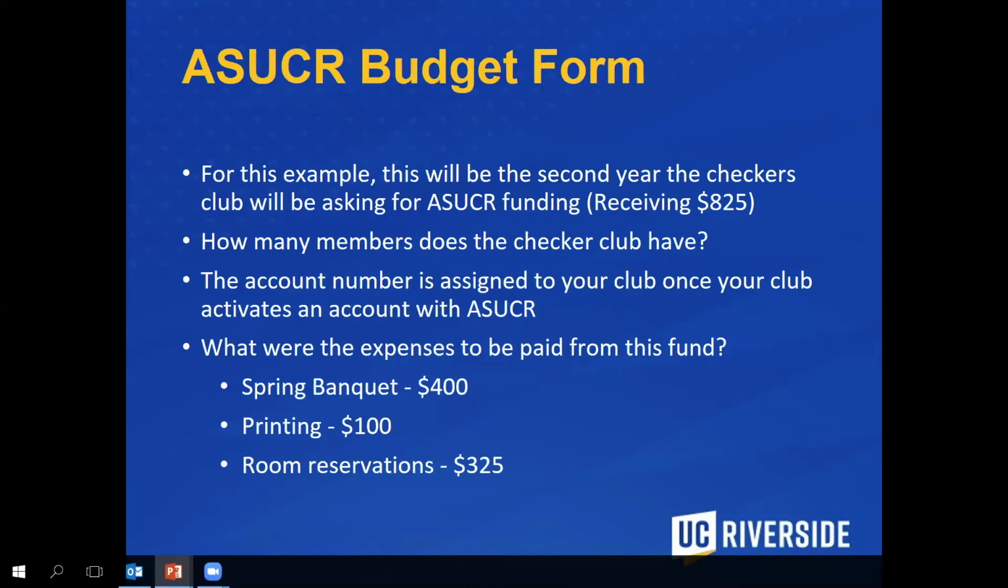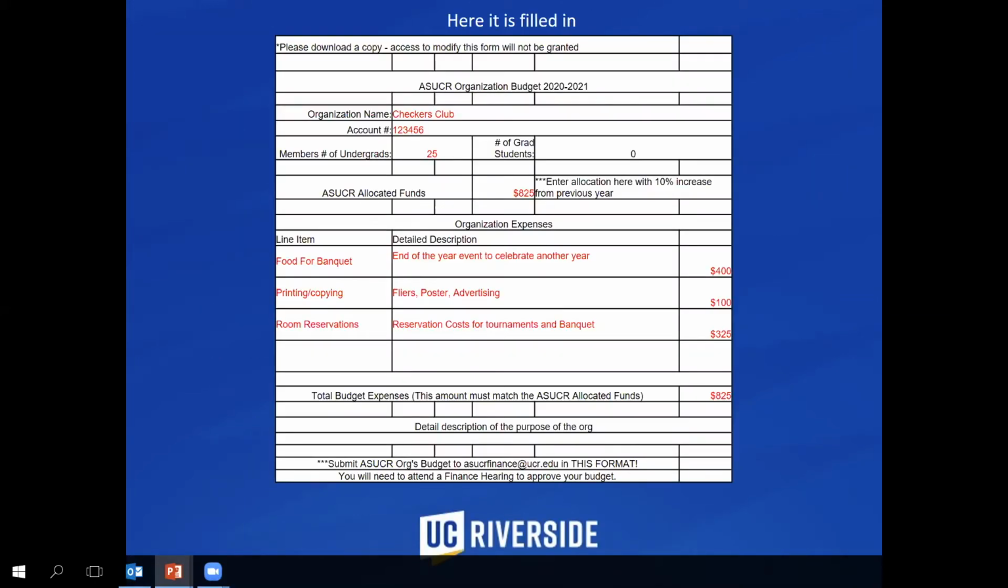How many members does the Checkers Club have? The account number that it's asking for is assigned to your club once your club activates an account with ASUCR. And what were the expenses to be paid for from this fund? The banquet for $400, printing for $100, and room reservations for $325. Here is the form filled in. They filled in their name, their account number, the number of members that they have, the amount they will be receiving from ASUCR, and what they would like to spend their money on.